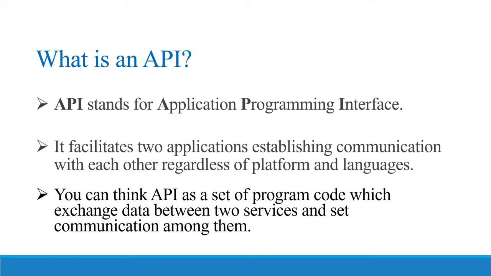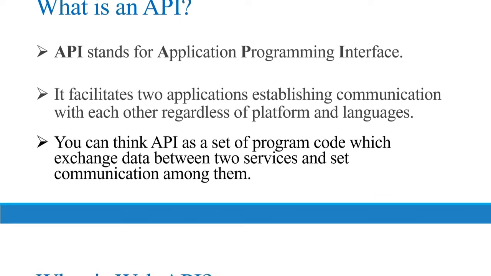Okay, now let's see what is an API. Before starting with Web API, we should understand what is an API. API basically stands for Application Programming Interface, and it facilitates two applications establishing communication with each other regardless of platform and languages. You can create your API in Java, you can create your API in .NET. So you can think of an API as a set of program code which exchanges data between two services and sets a communication among them. These days, various popular social platforms like Twitter and others all expose their APIs. They all make APIs and they expose them.